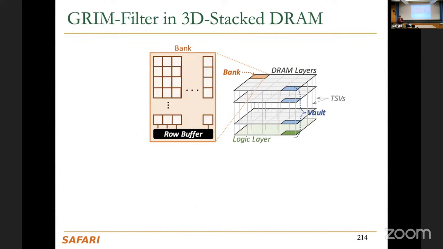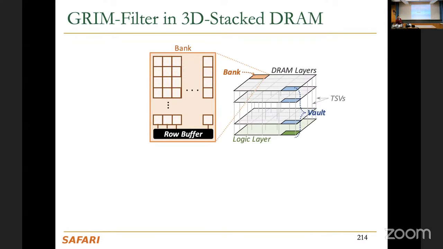So this is basically how the 3D stacked DRAM looks like. We literally have multiple layers of DRAM, and in the bottom layer, we have a logic layer. So what happens is that when you query data from a bank, it goes down to its corresponding logic layer, so that you can process that particular data retrieved from a particular region of the DRAM relatively quickly, without moving that data too much in the architecture.